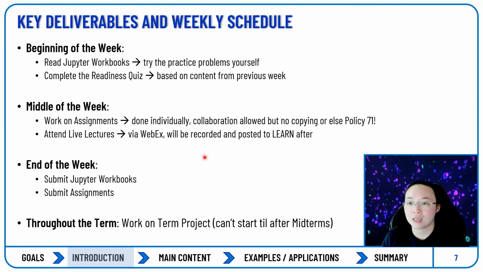You can work on the assignments and ask for help during the live lecture or during office hours on Wednesdays. These assignments are to be done individually. Collaboration is allowed, but no copying, or else, unfortunately, I would have to report you as a Policy 71 offense. At the end of the week, you have to have finished your Jupyter workbooks and submit them. They're basically those practice problems that we'll have already finished during the live lectures, and also submit your assignments for that week. And throughout the term, you just have to work on your term project. And one thing, you don't have to worry about it until after midterms because you will not have enough tools in your arsenal to tackle the term project until after that.